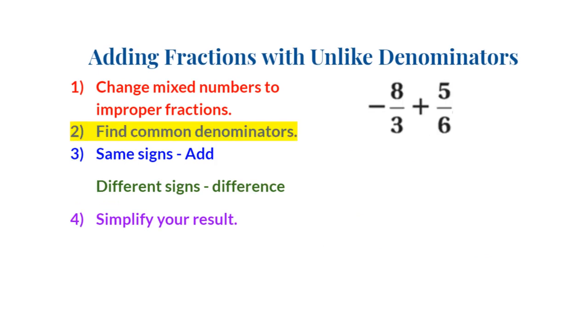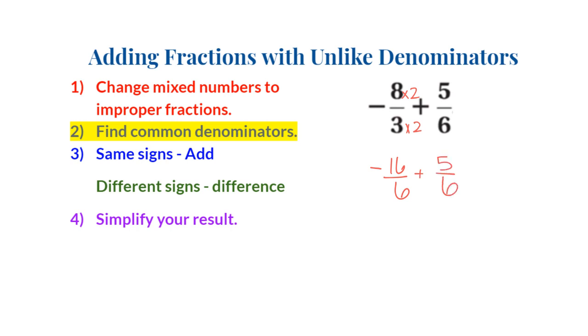With this example, I have adding fractions with unlike denominators. So first you're going to start off with changing my 3 to be the same thing as 6. I know I can take a 3 and multiply it by 2 to get me to 6. So whatever I do to the denominator, I also do to the numerator. So my new fraction, instead of negative 8/3, it's going to be negative 16 over 6. And then I'm still keeping my 5 over 6 there.